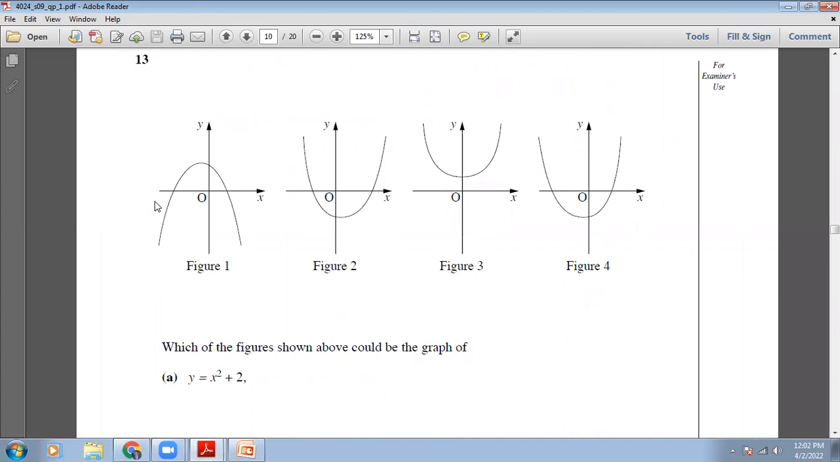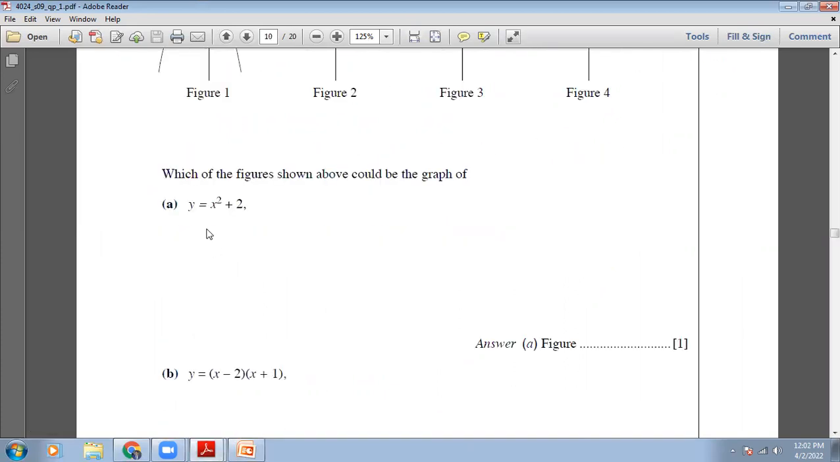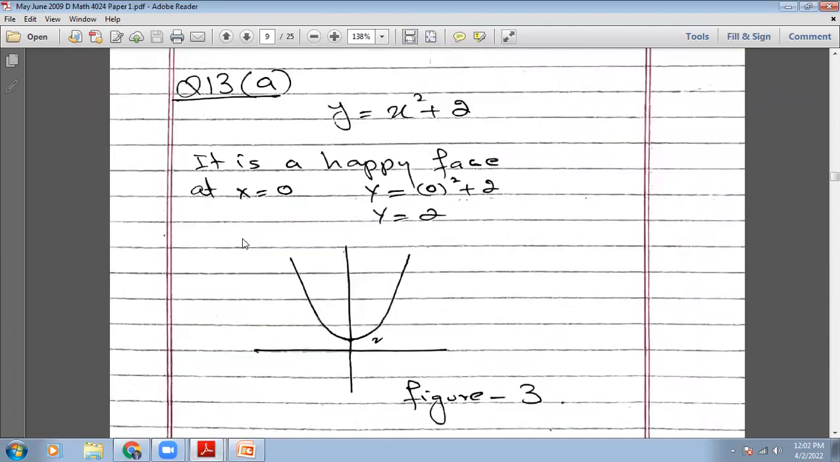He says, which of the figures shown above could be the graph of this? Y equals, that's the first part. Y equals x squared plus 2. So let me show you. You see, y equals x squared plus 2 because the coefficient of the x square is positive. So the graph will be a parabola, a U-shaped graph. We call it parabola. It will be a happy face. If the coefficient of x square is positive, then the graph will be a happy face. It should open upward. We call it happy face. Okay, so it should be a happy face.